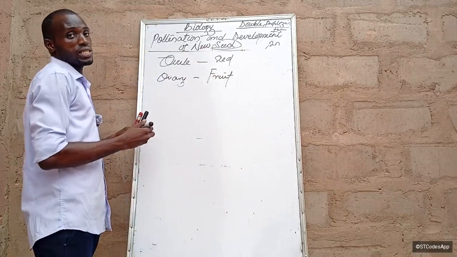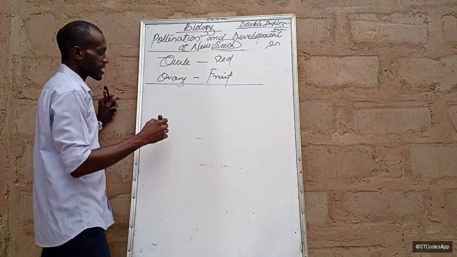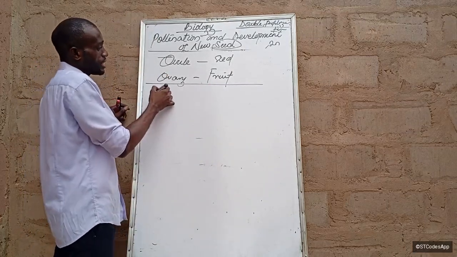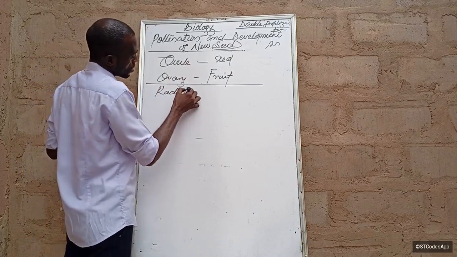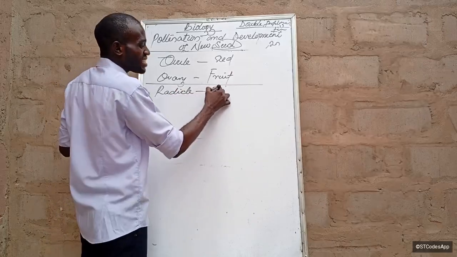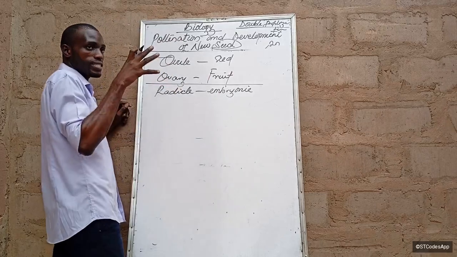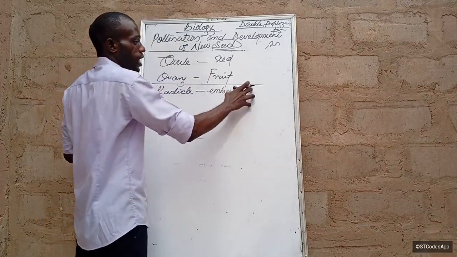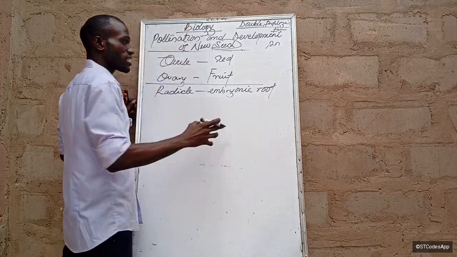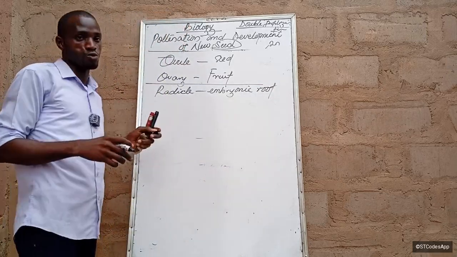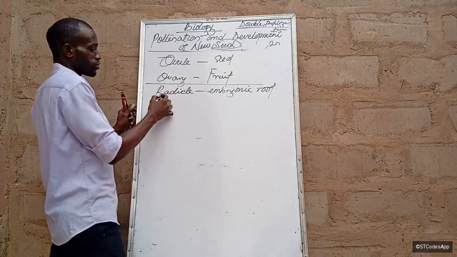Now, how does a new seed develop? A new seed typically has the following parts. It has the radicle, which is the primordial, embryonic roots. That is, what will develop into the roots. So radicle, roots, don't forget, RR, the radicle develops into the roots.